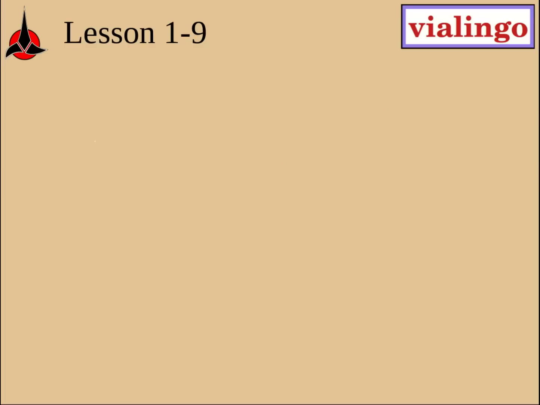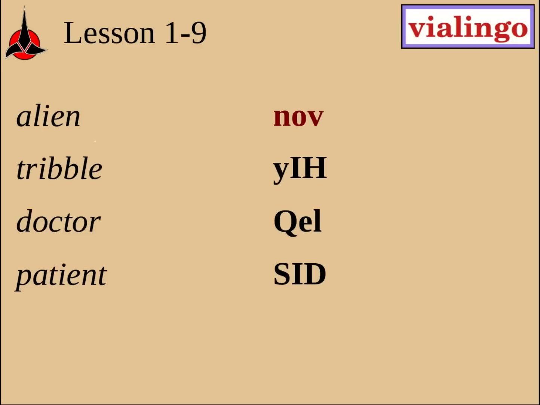Here are some more words to learn. If you didn't already know, a tribble is a small furry animal with a voracious appetite. So, alien is nov. Imagine aliens trying to escape a star system that has suddenly gone nova. Nov.